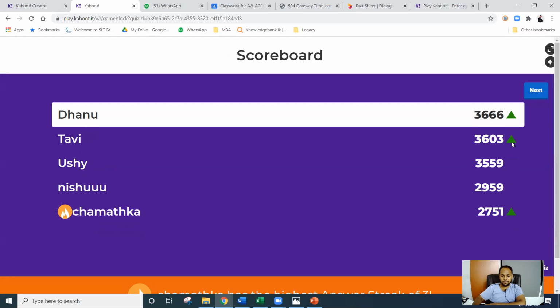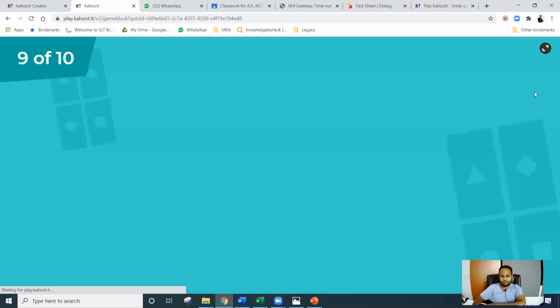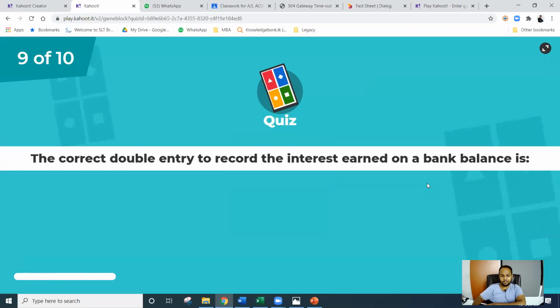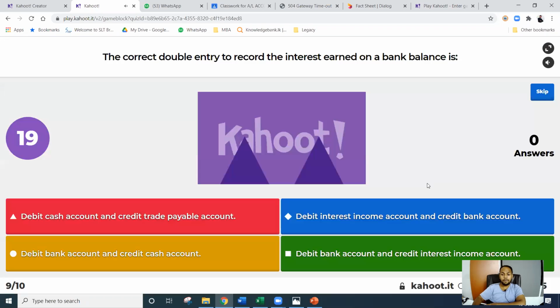Right. So 3 correct answers. And then next. Correct double entry to record interest earned on a bank balance. Interest earned on a bank balance.